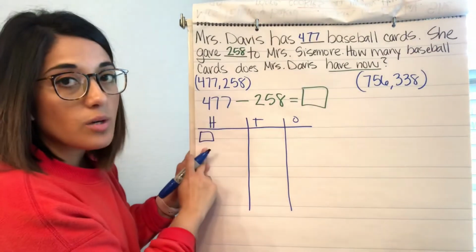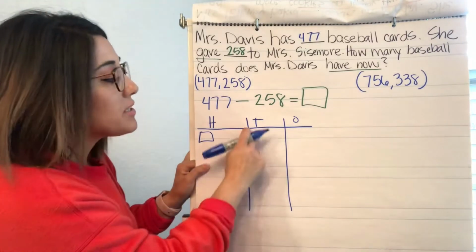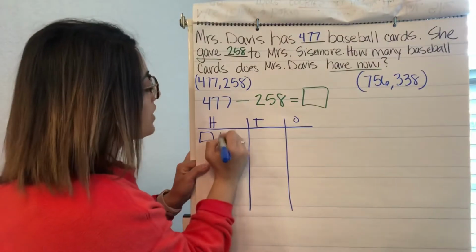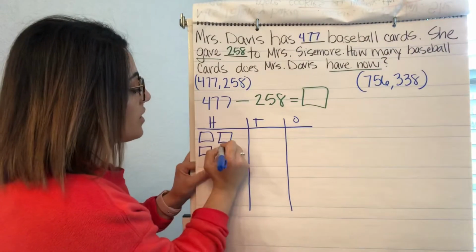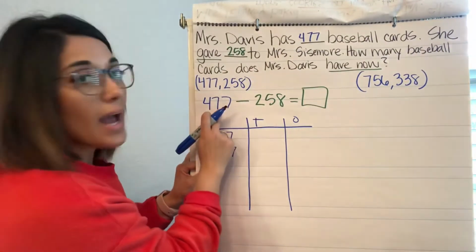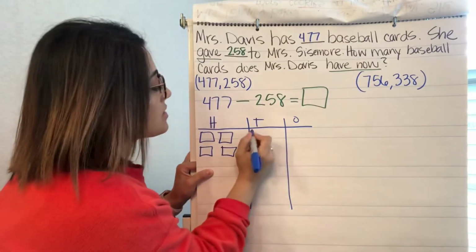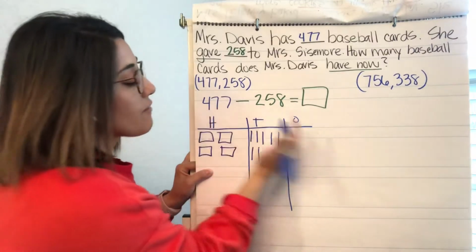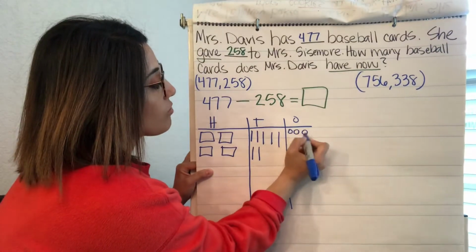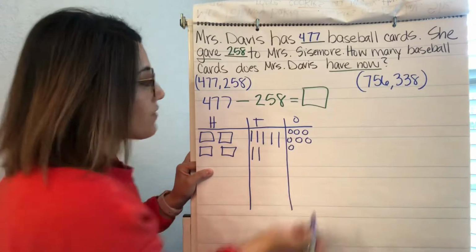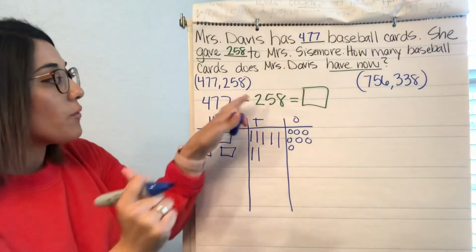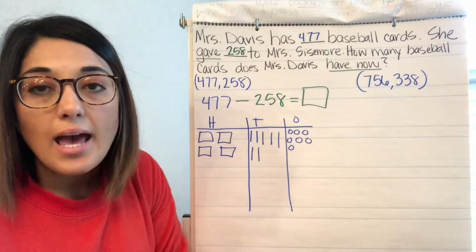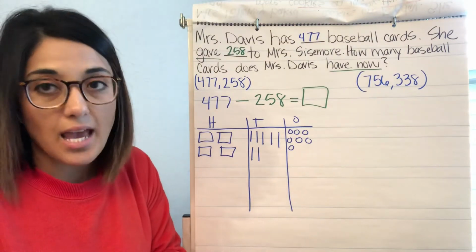So I'm going to make this first number 477, so 100. And notice that I do squares for hundreds, I'm going to do sticks for tens, and I'm going to do circles for ones. So 100, 200, 300, 400, and then I have 7 tens or 70: 10, 20, 30, 40, 50, 60, 70, and 7 ones: 1, 2, 3, 4, 5, 6, 7. And then we look here again, and I'm taking away the 258.